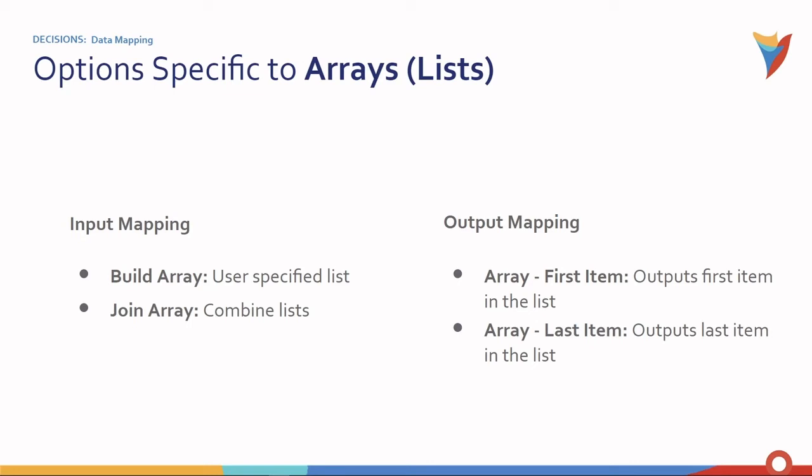A few other different options. You have options specific to arrays or lists. For input, we can build an array of user specified data, or you can join an array, which means you can combine a list of data together. Then finally, for the output mapping, you have an array and you can choose, maybe you only want to output that first item in the list, or maybe the last item, that is available as an option.